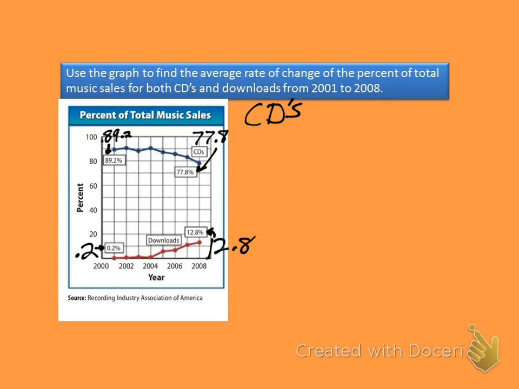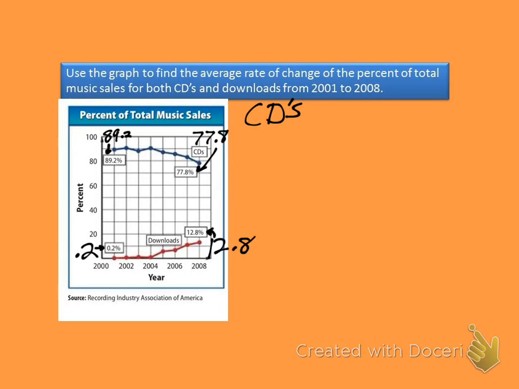Now, a lot of the times these problems will be very straightforward like this. It'll say, do it from 2001 to 2008. So you look, and the only points they'll give you are the ones you're supposed to use, the 2001 point and the 2008 point. So you really don't have to read the graph and interpret it a whole lot. You really just need to pay attention to which order you put them in. Since your percent is your Y's, we need to do the percentages first.